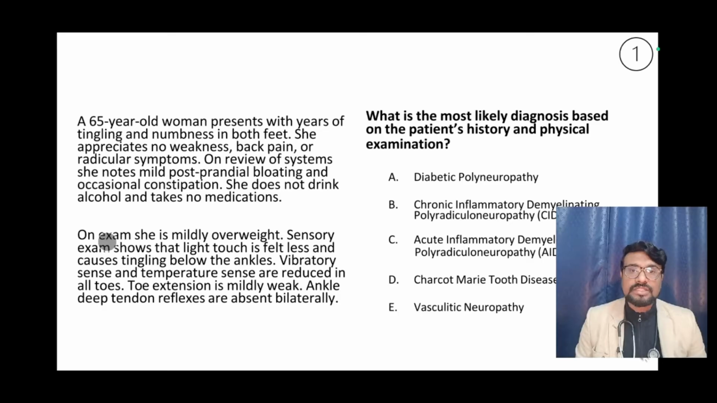On examination, she is mildly overweight. Sensory examination shows light touch is felt less and causes tingling below the ankle. Vibration sensation and temperature sensation are reduced in all toes. Toe extension is mildly weak and the ankle deep tendon reflex is absent bilaterally. So, what is your diagnosis with this history and physical examination?